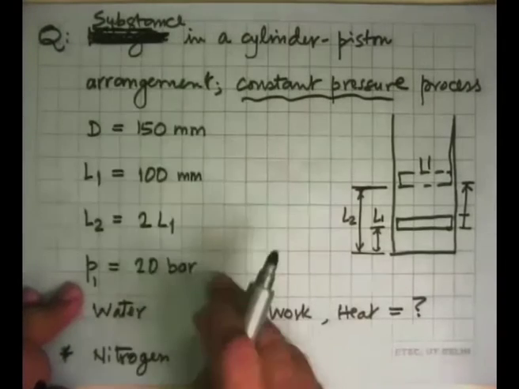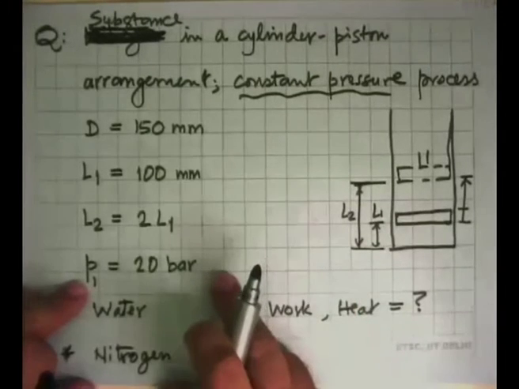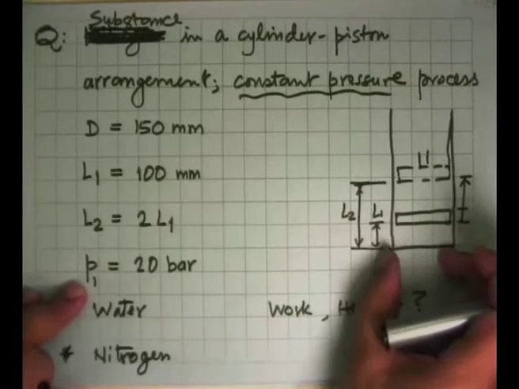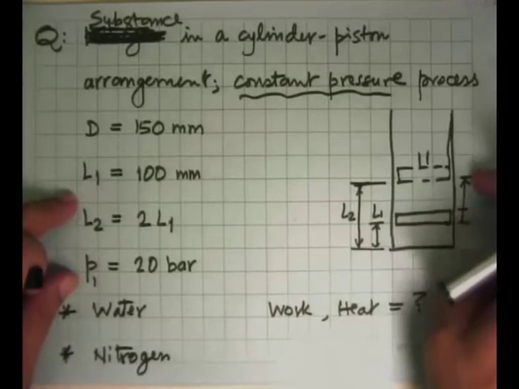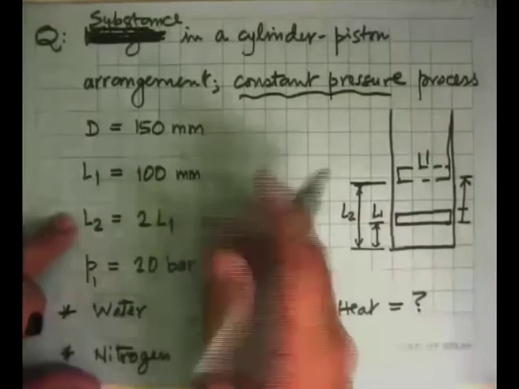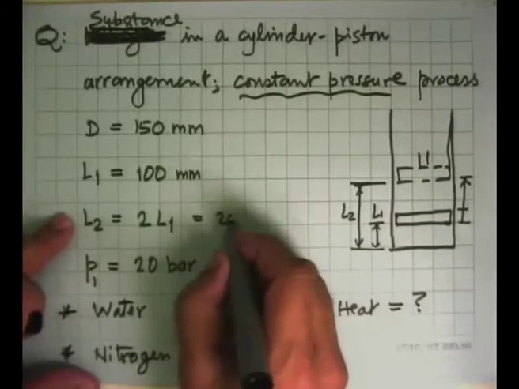And the geometrical initial values are given here. The diameter of this, which is circular, is 150 millimeters. Length L1 is about 100 mm. This length L2 is double that of L1, which means it will be 200 mm.